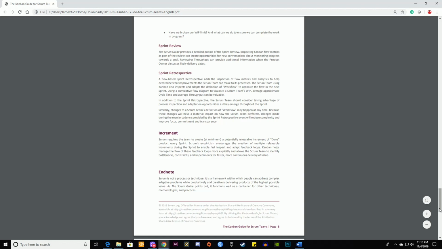Sprint Review. The Scrum Guide provides a detailed outline of the sprint review. Inspecting Kanban flow metrics as part of the review can create opportunities for new conversations about monitoring progress towards a goal. Reviewing throughput can provide additional information when the product owner discusses likely delivery dates. Sprint Retrospective. A flow-based sprint retrospective adds the inspection of flow metrics and analytics to help determine what improvements the Scrum team can make to its progress.